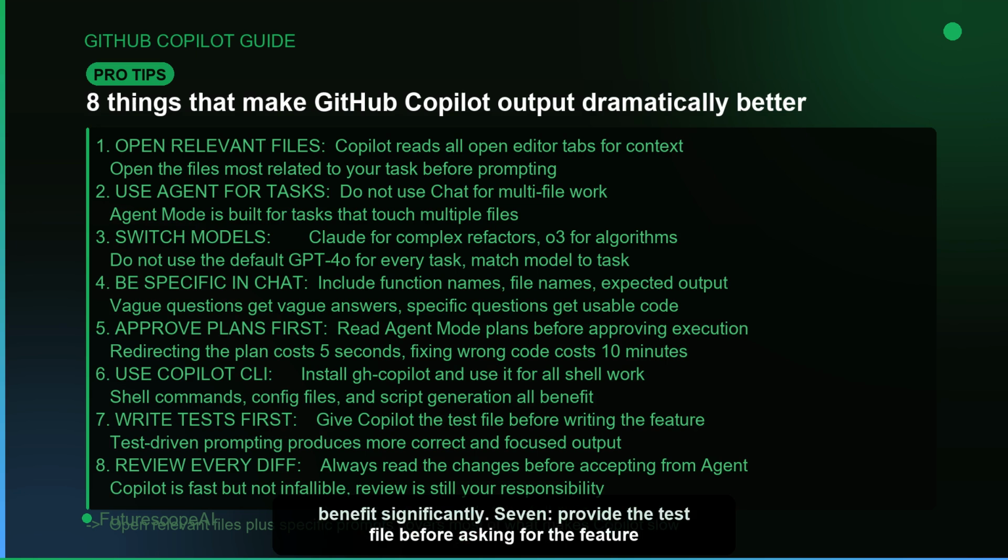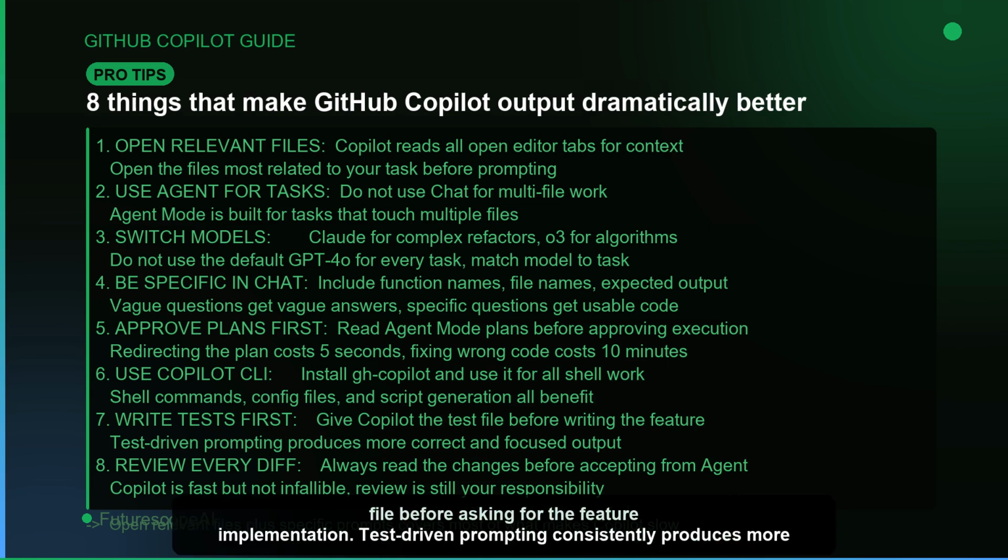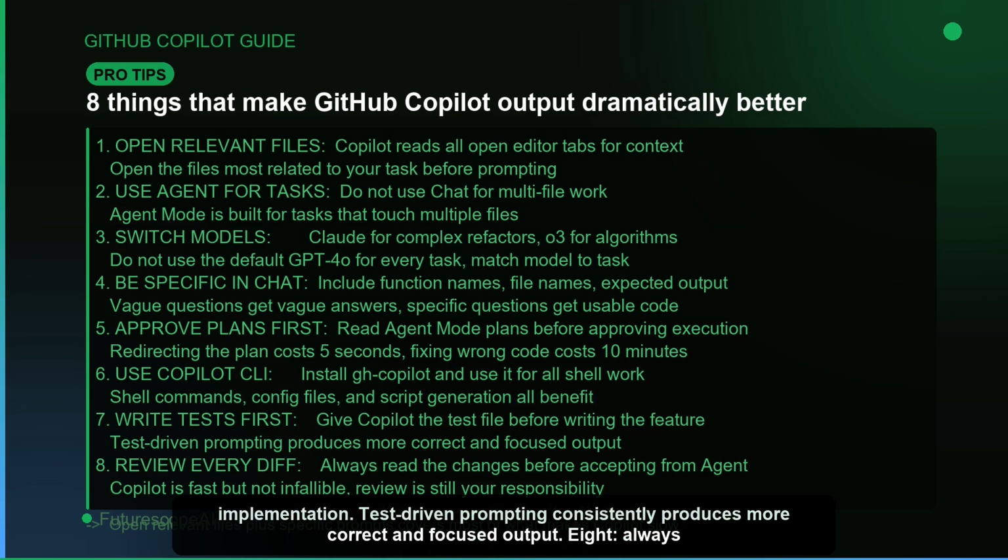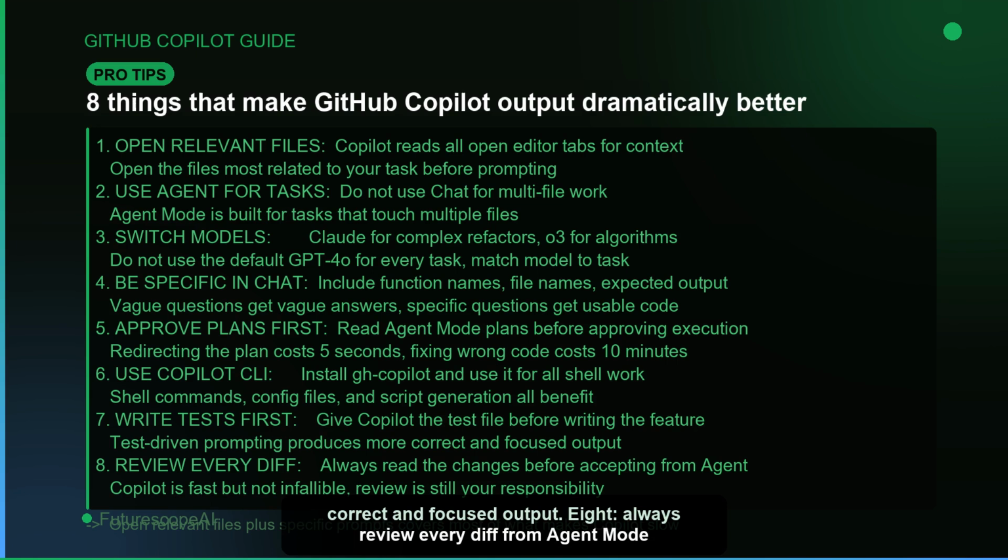7. Provide the test file before asking for the feature implementation. Test-driven prompting consistently produces more correct and focused output. 8. Always review every diff from agent mode before accepting. Copilot is fast and capable, but reviewing the changes is still your responsibility.